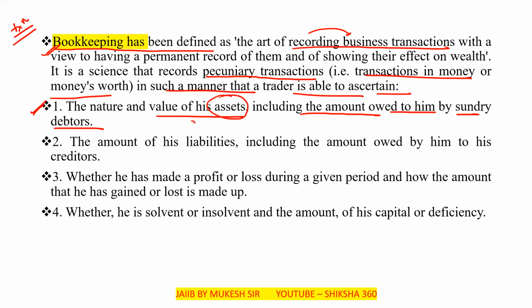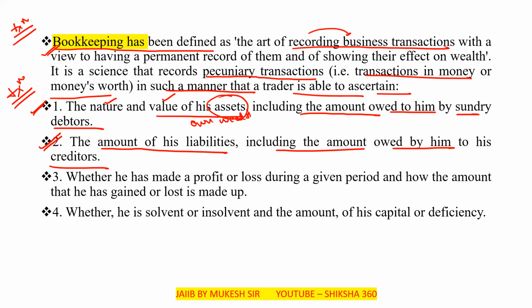This is own wealth, nature and value. Second one is basically all the things they are able to understand with the help of the transactions. Second one is the amount of his liabilities, including the amount owed by him to his creditors.